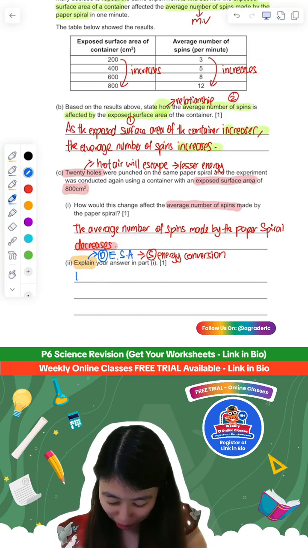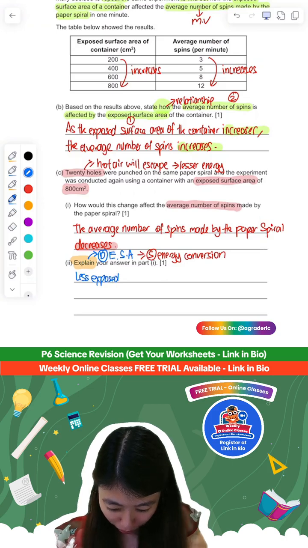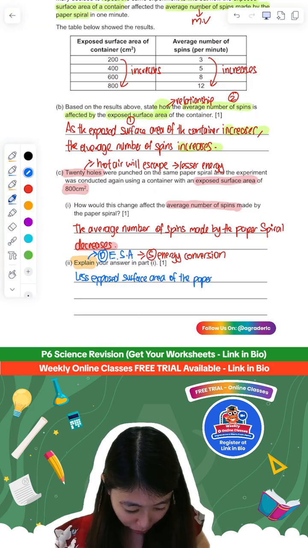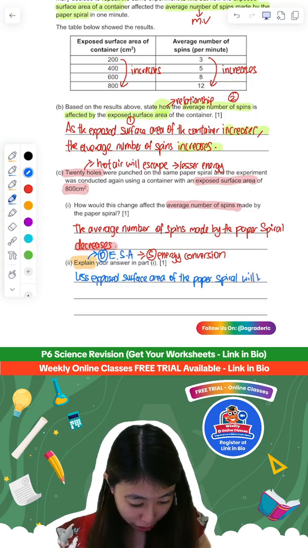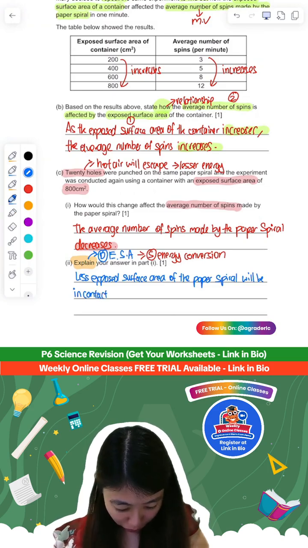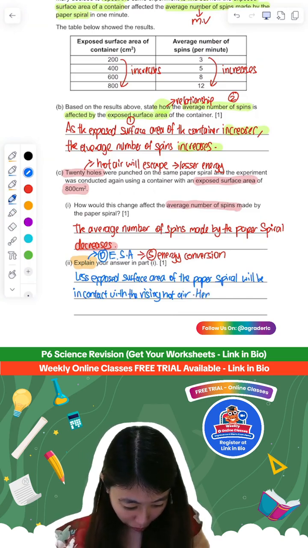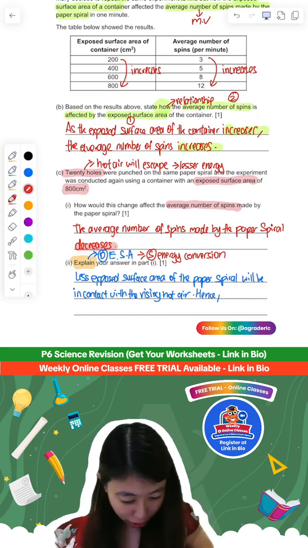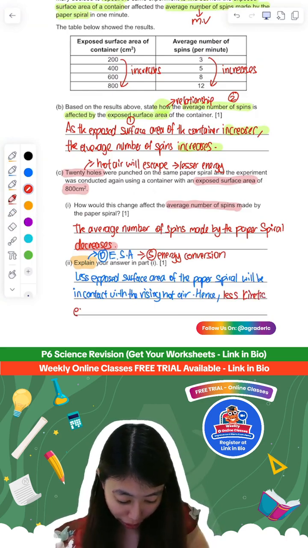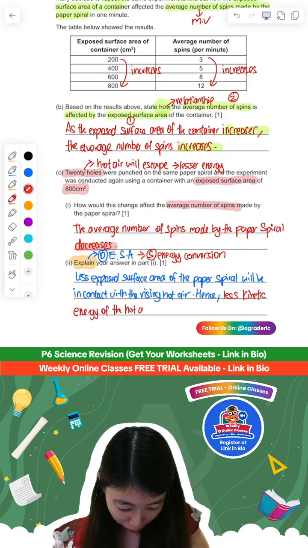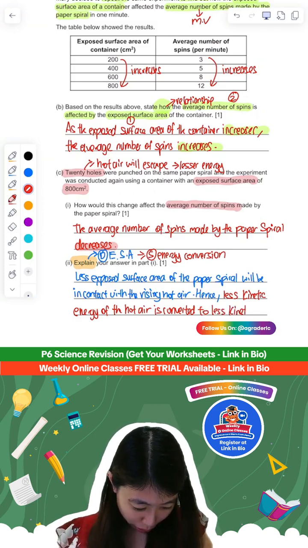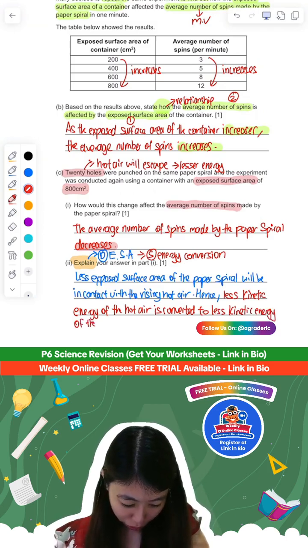Okay, let me write this one down. Now I say that less exposed surface area of the paper spiral will be in contact with the rising hot air, hence less kinetic energy. Oops, let me change this to red because it's the second part. Less kinetic energy of the hot air is converted to less kinetic energy of the paper spiral.